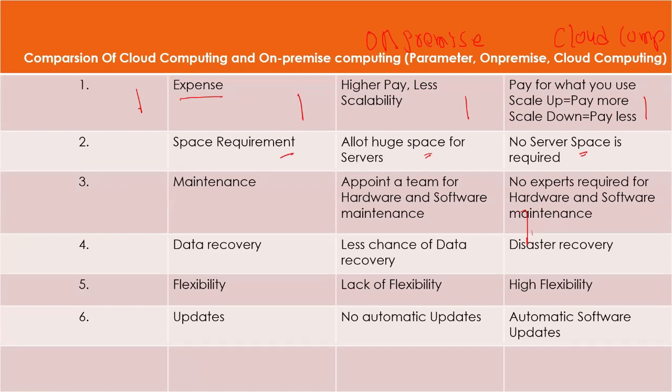Then maintenance. If it is an on-premise setup, you need a team to maintain the servers and other infrastructure. If it is cloud computing, the cloud computing companies will take care of the maintenance. Then, when it comes to data recovery, if you have only one on-premise setup and something goes wrong, recovering data is very difficult. Whereas if you are using cloud, you can keep backups of your data in different regions, so recovery will be very, very easy for you.